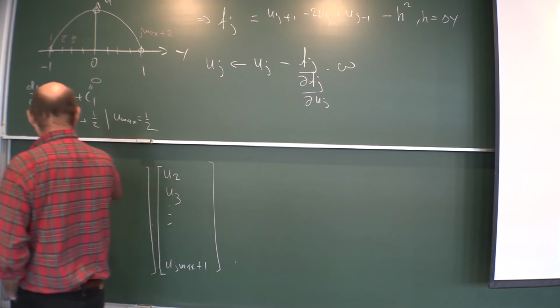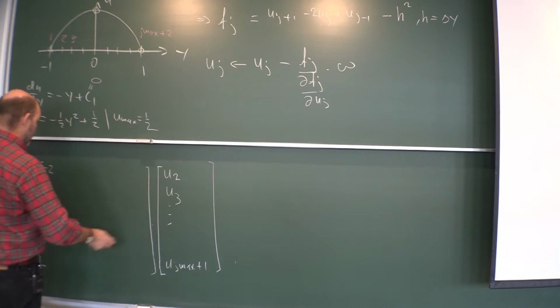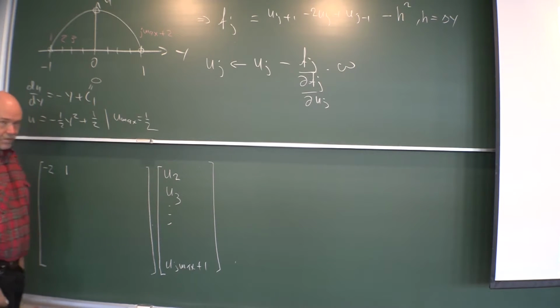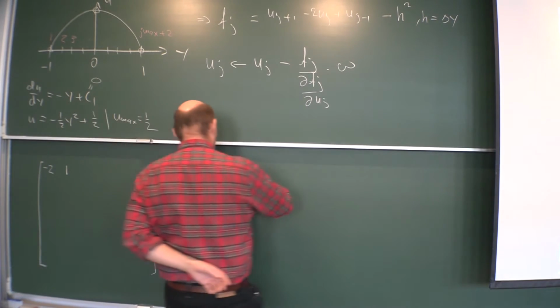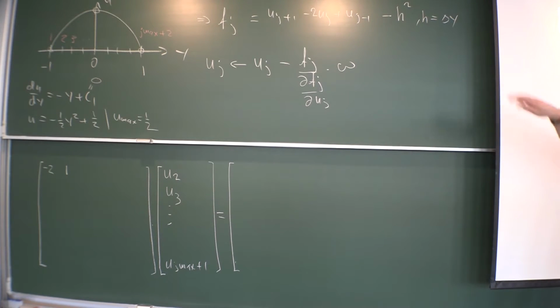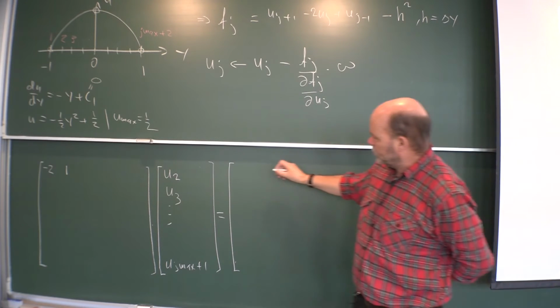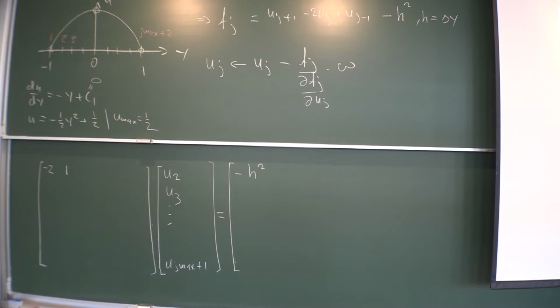How does it look? Well, it will look something like this. The center points will have a coefficient of -2. What about the neighbors? They should have a coefficient of 1, and the rest is 0. Not a problem there. But for the first one, you can actually see it here if you also write the right-hand side of the equation system. What I've done is take the top equation, the discrete one, but multiplied by delta y or h squared on the other side. So here it should read minus h squared. That's the answer for the first equation.